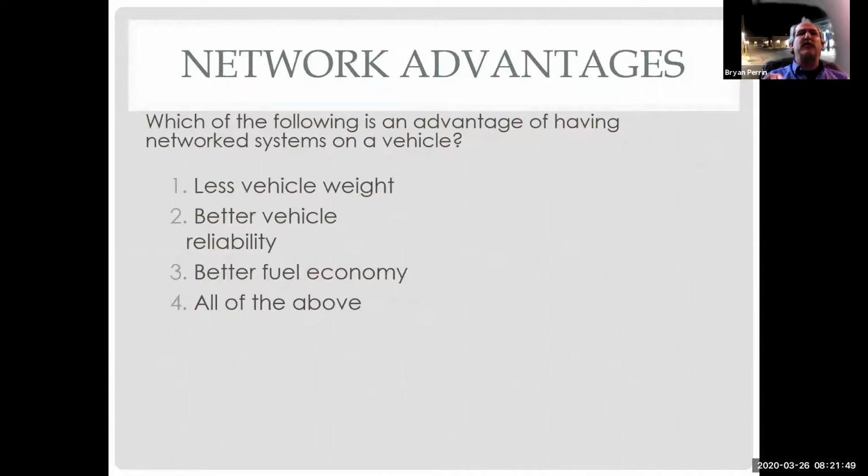Which of the following is an advantage of having a network system on a vehicle? You guys go ahead, that's question number 2. Go ahead and write down what your answer is.